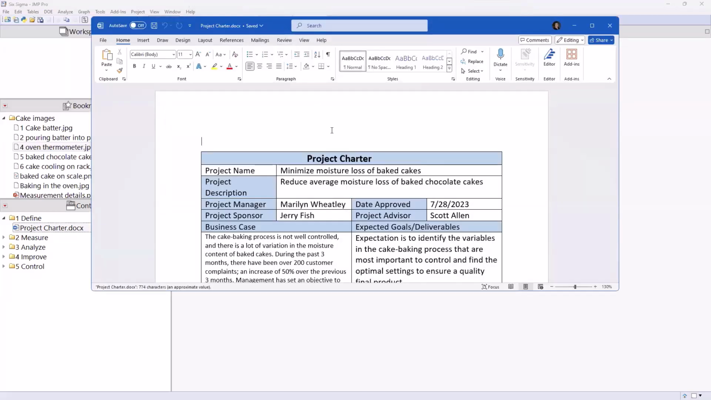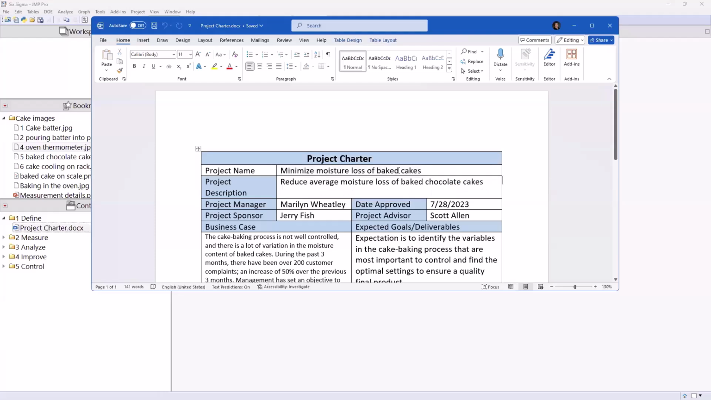And just a little background on this project. This is a real Six Sigma project that I did at Arizona State University when I was working on my Six Sigma black belt. As somebody who likes to bake cakes, I really can't stand ending up with a dry cake in the end after spending all that time and money. And so I actually like to use cake mixes, chocolate to be more specific. And so the purpose of my project was to minimize the moisture loss of baked cakes.